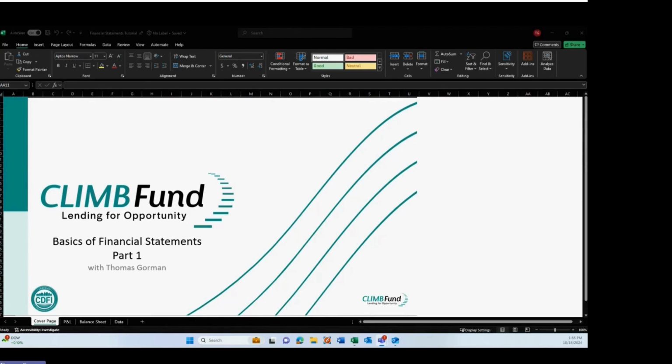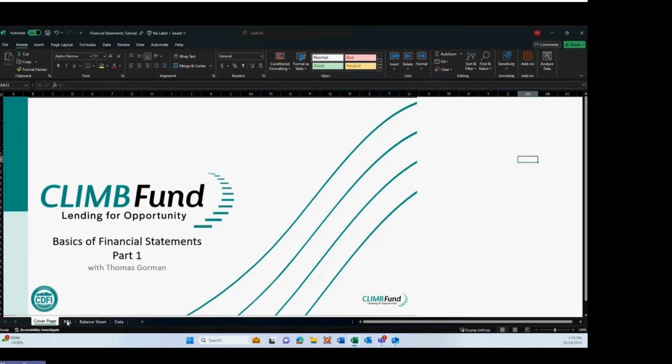So this shouldn't take us very long. We're going to work with pretty basic stuff. So to begin, let's just take a look at these two statements. Let's see what they look like. So first, we've got the profit and loss.